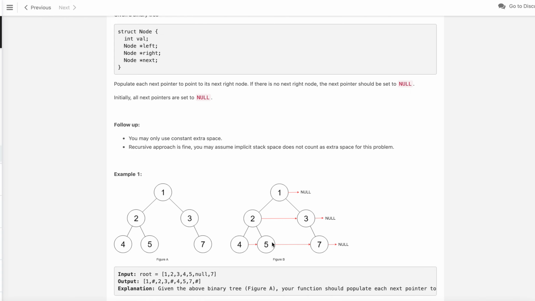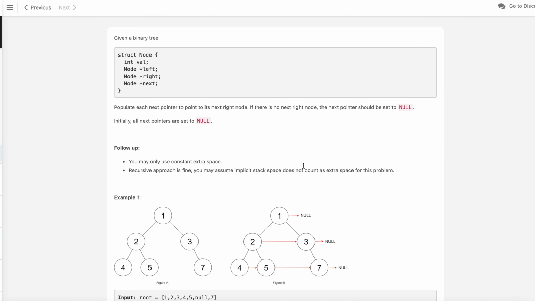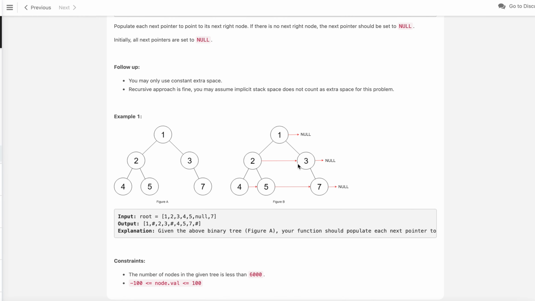So we need to use a dummy node. That means we have a dummy node here. The dummy node's next is the real node, and we check. It's similar to the number 1's tricky answer. We check the first layer, and we will use that layer to help set up the next layer's nodes.